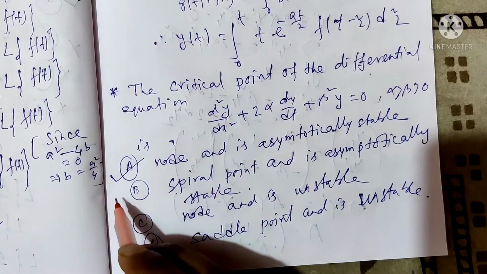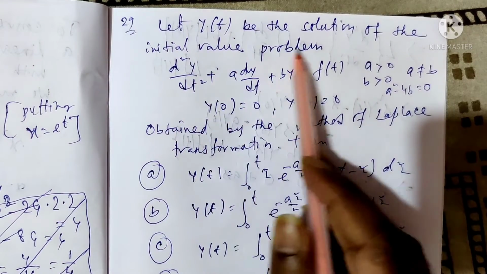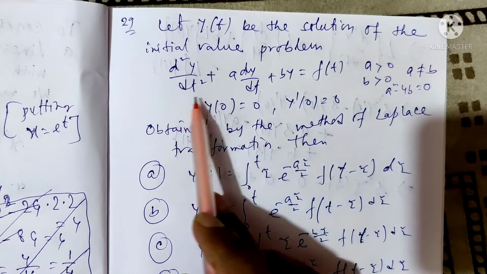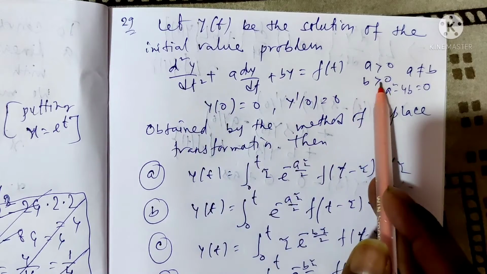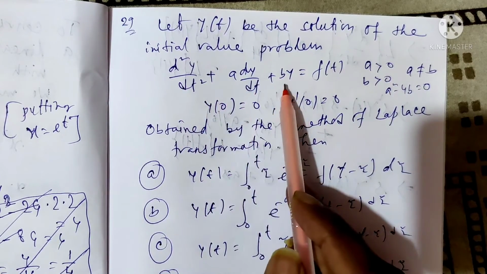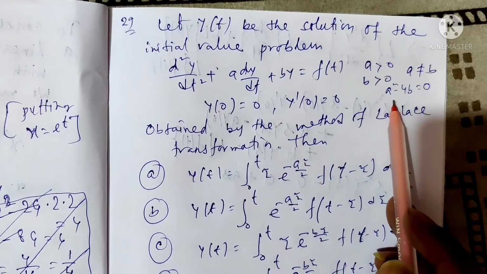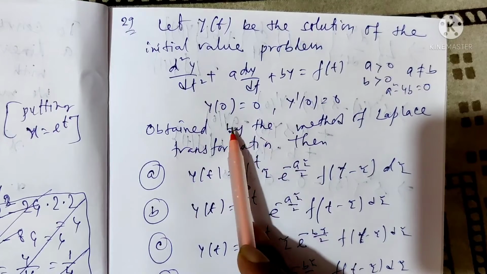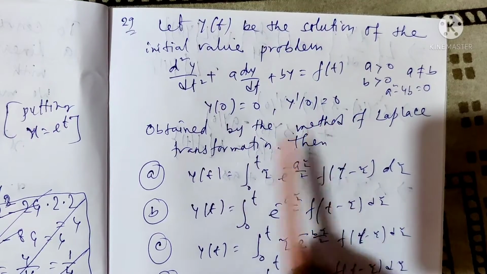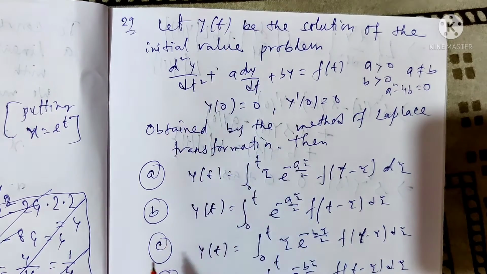This is the true answer; the others are false. Next problem: let y(t) be the solution of the initial value problem d²y/dt² + a dy/dt + b y = f(t), a > 0, b > 0, a not equal to b, and a² minus 4b equals 0, y(0) = 0, y dash(0) = 0, obtained by the method of Laplace transformation. Then what is the value of y(t), one of them.